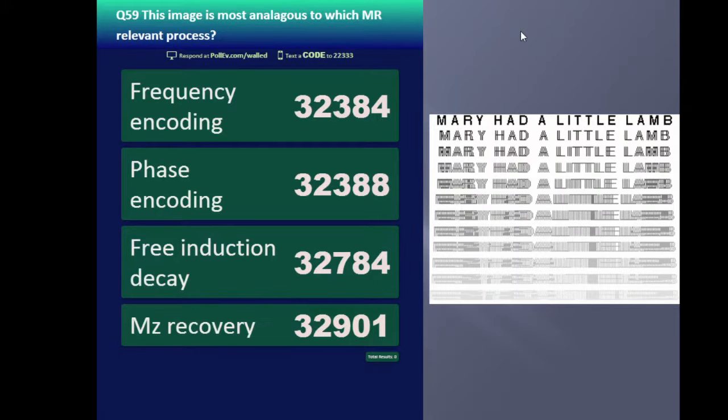Here's a fun one, which some of you may remember from last year, if you were awake. This image that I'm showing you is analogous, or most analogous, to which of the following MRI processes? Frequency encoding, phase encoding, free induction decay, or MZ recovery. This is just a little brain twister, thinking in analogies. I saw this image on the internet and I had to grab it because I thought it was really cool, the way it so perfectly analogizes with this concept.